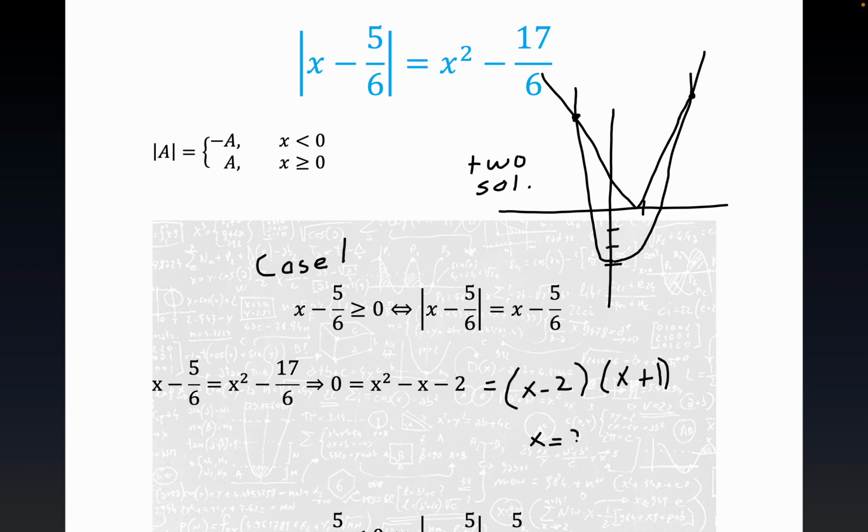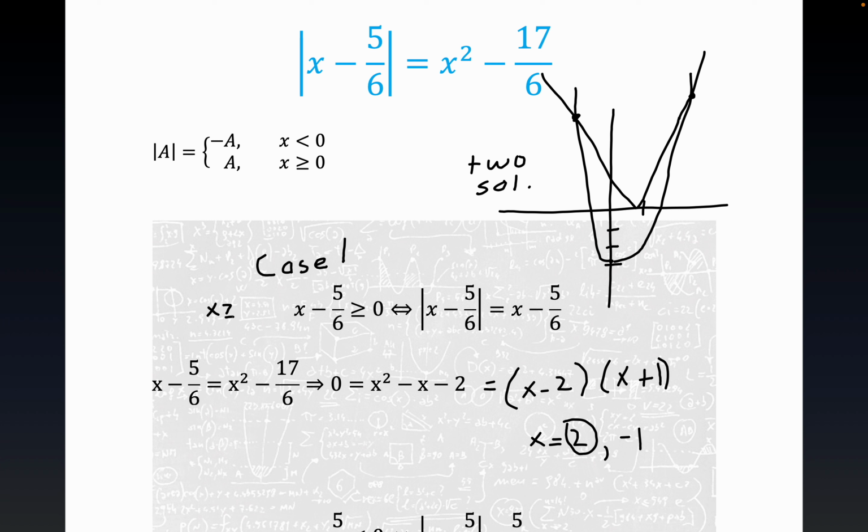Now, without the graph, we would say, okay, maybe both of these are solutions, right? But we can see from the graph that the only solution we're going to keep would be x equals 2, right? Now, you might think, well, wait a minute, what about this over here? Maybe that would be a solution. Well, one way to get around that if you don't trust the graph is realize that this right here also says that x is greater than or equal to 5/6, right?